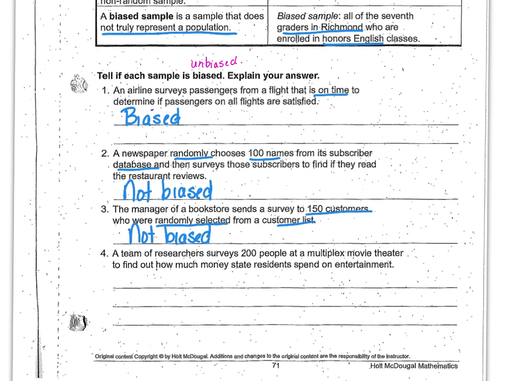Okay. And it says a team of researchers surveys 200 people at a multiplex movie theater to find out how much money state residents spend on entertainment. Well, let's think about that one. They're looking at 200 people, great. But look where they're at. They're at a multiplex movie theater asking them how they spend money on entertainment. Well, if you're at a multiplex movie theater, aren't you watching a movie or doing something fun there? So I would say this is definitely biased.